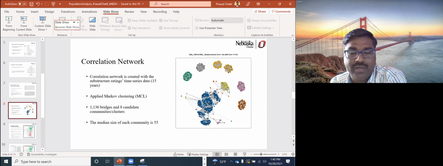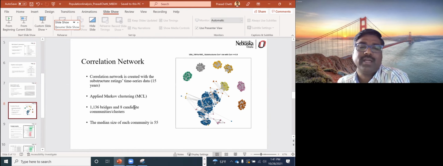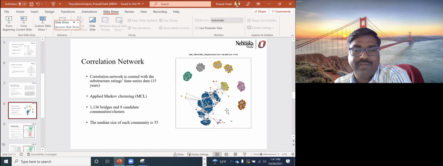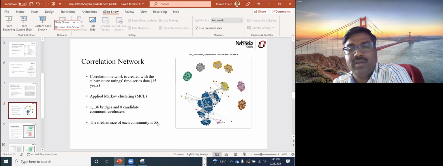A correlation network is created like this, and we applied a Markov clustering algorithm and could find 8 candidate communities. A candidate community or cluster is defined as a cluster with the median size and above. For these 1136 bridges, the median size of each community is 55. So each community with 55 bridges and above is considered a candidate community.